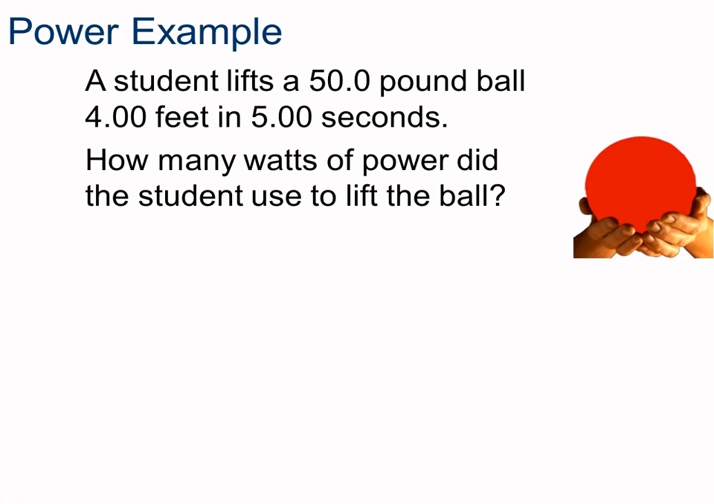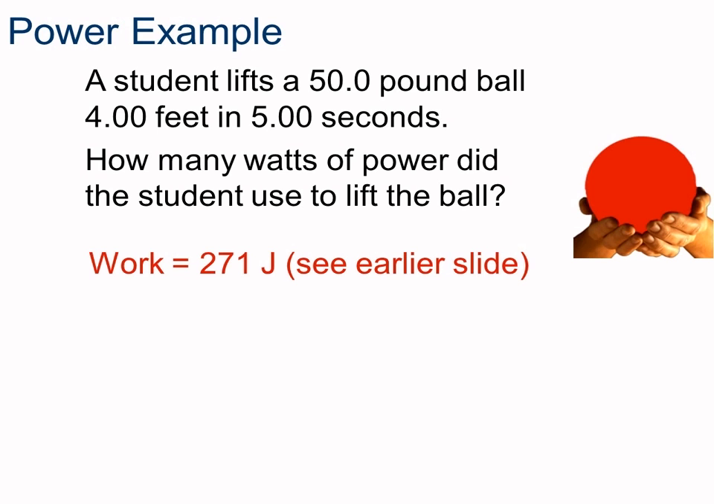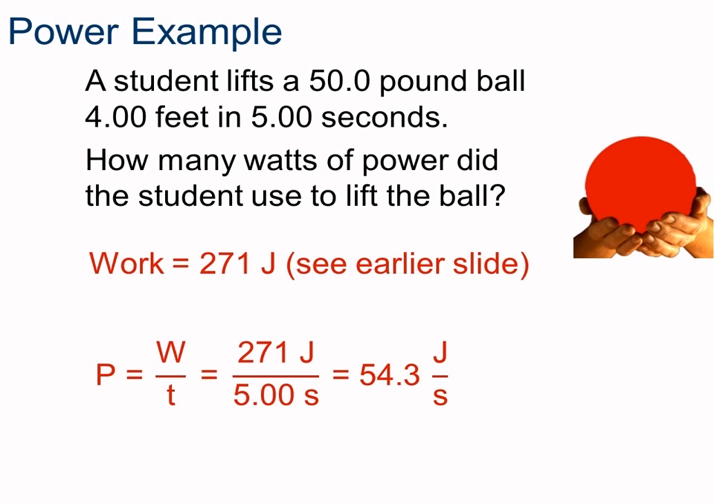So let's take our example of our student who is enjoying lifting that 50-pound ball over and over again. Remember, they lifted it 4 feet and they lifted it in 5 seconds. Well, we didn't do anything with that 5 seconds last time. Now it's important because we're calculating power. So how many watts of power did the student use to lift the ball? Well, we already established that the work was equal to 271 joules. You can go back to that previous slide if you can't remember how we did that. Power is work divided by time. That's 271 joules divided by the 5 seconds it took the student to lift that ball of 50 pounds 4 feet. So that gives us 54.3 joules per second, or 54.3 watts.